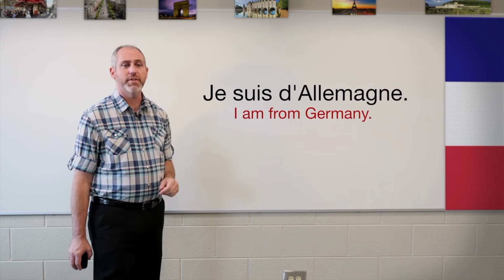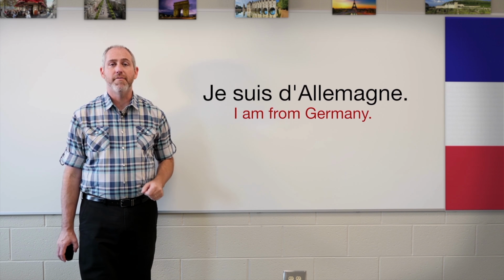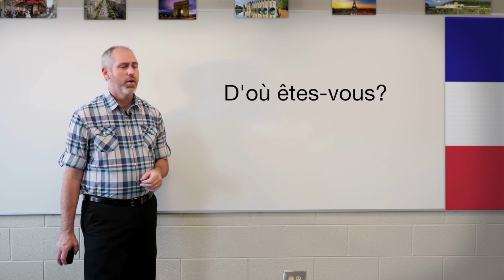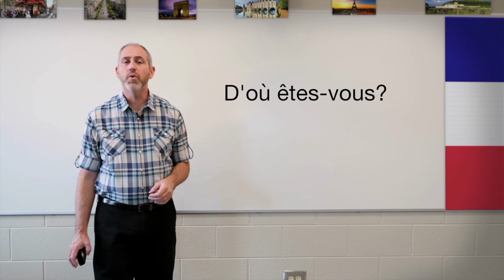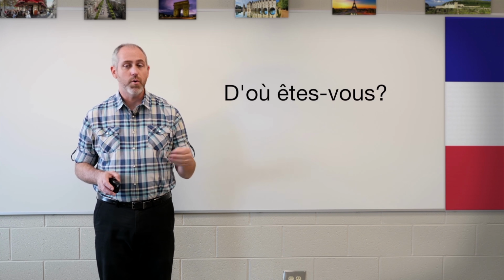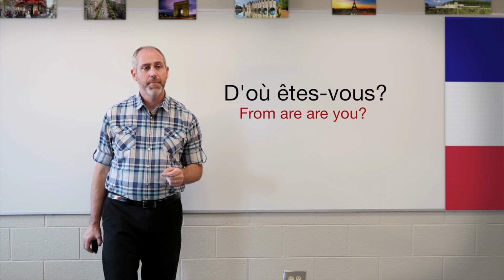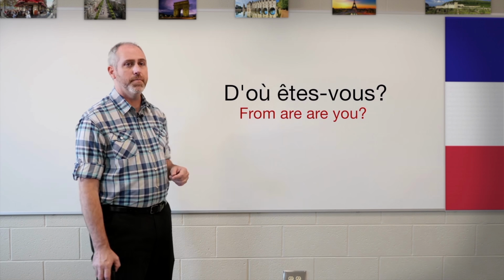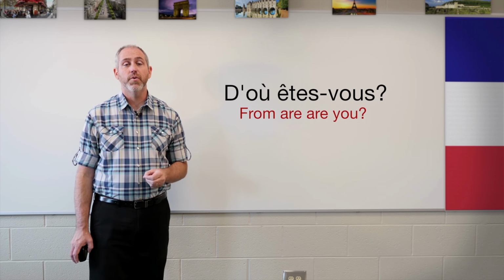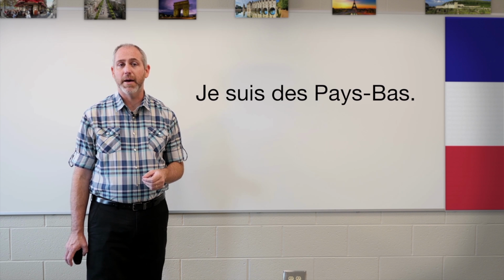We'll see it plenty more times, like in this next sentence. De breaks off, followed by a vowel, becomes D apostrophe. D'où êtes-vous? We're saying de and où, which means from where are you? Where are you from? D'où êtes-vous? Again, here's another response: Je suis des Pays-Bas.